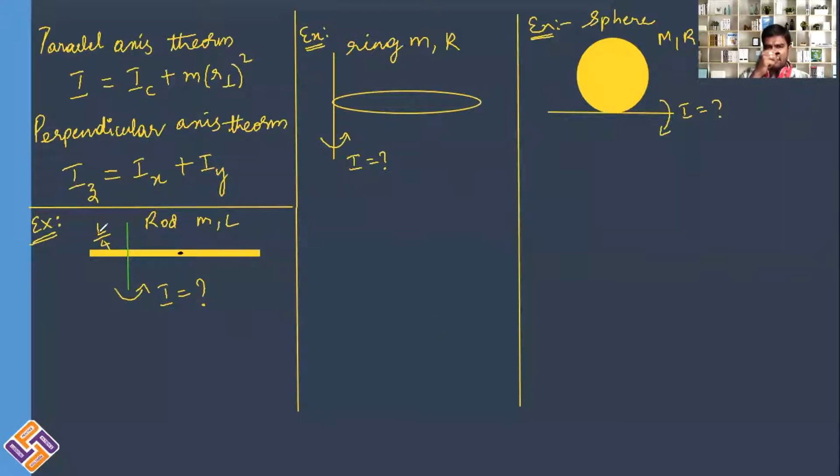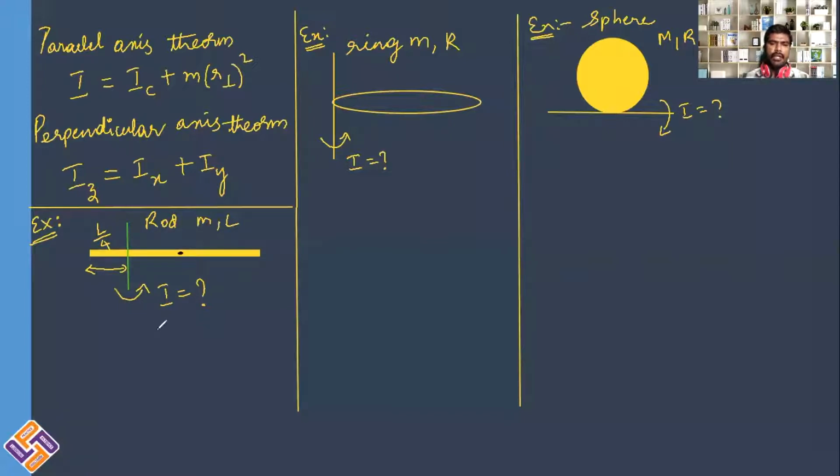Now let us go for the first example, where you have a rod. Mass is m and length of the rod is L. I want to calculate the moment of inertia with respect to this axis, where the axis is at a distance of L by 4 from one end of the rod. This length is given as L by 4. I want to now calculate the moment of inertia with respect to this axis.